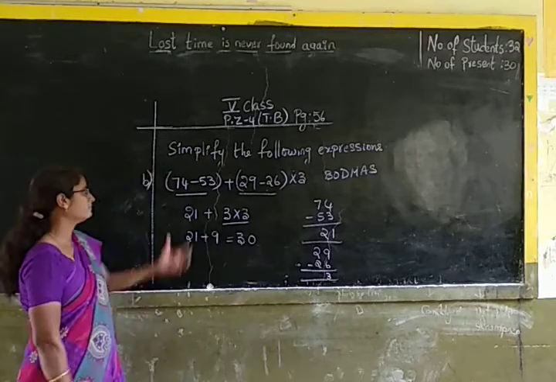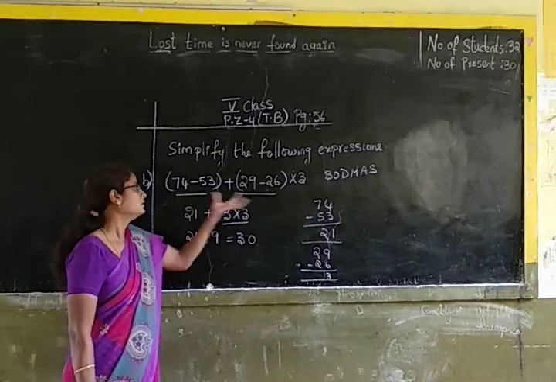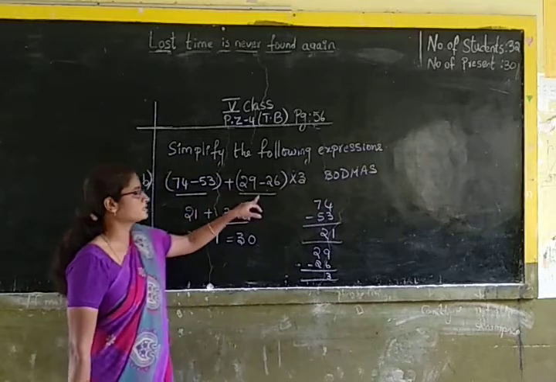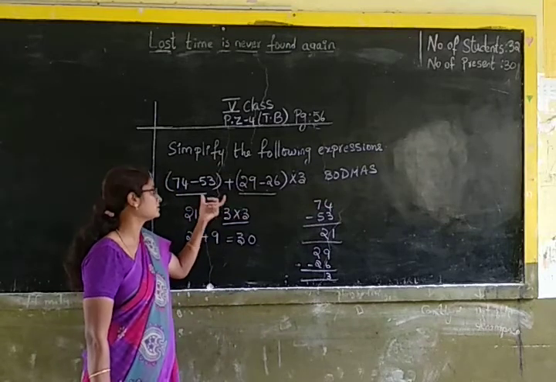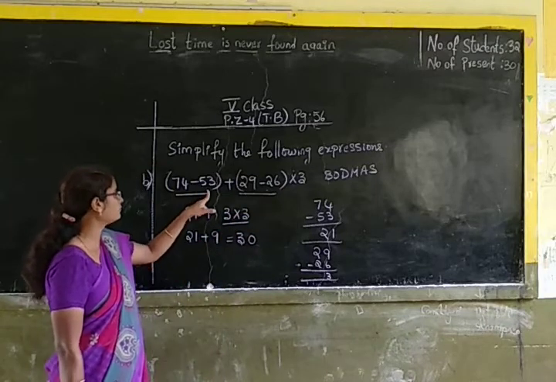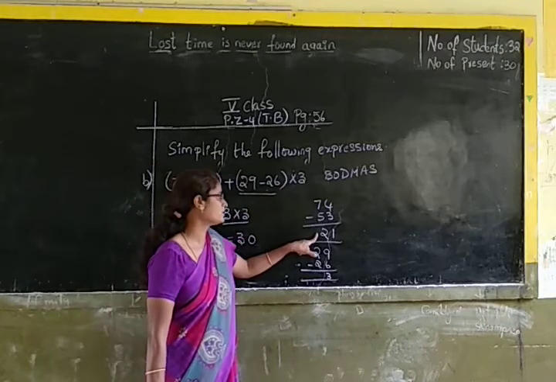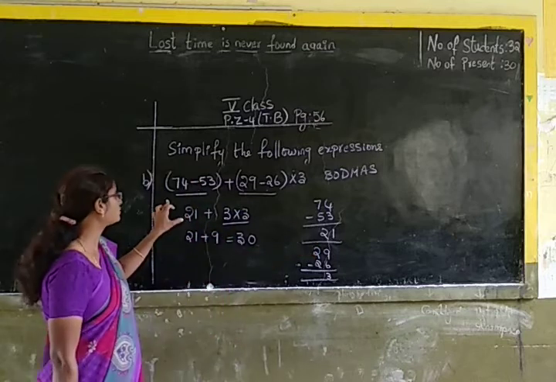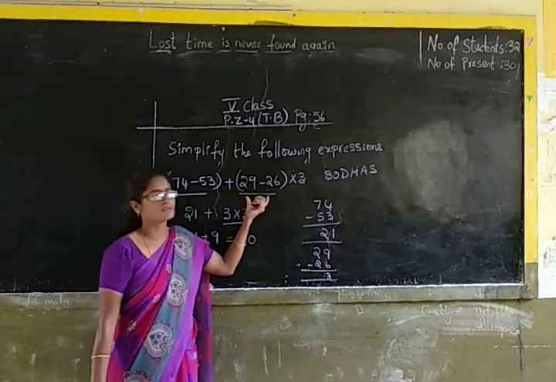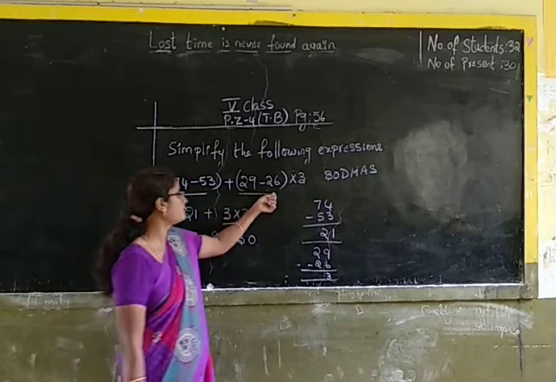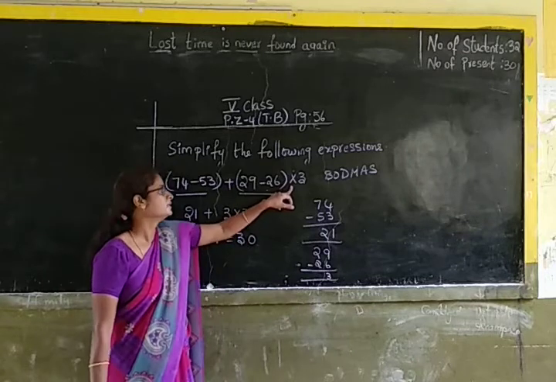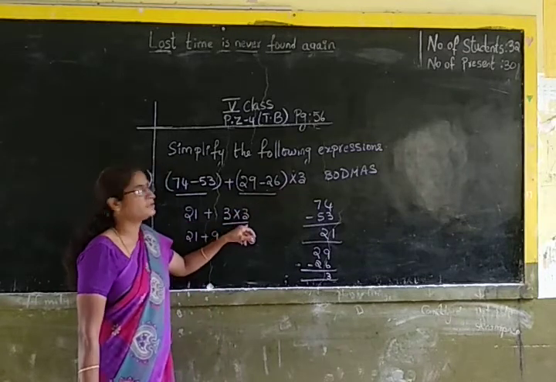Did you understand children? First what you have to do? You have to solve the terms in the bracket. According to the BODMAS rule, first you have to solve the terms in the bracket and afterwards the numbers which are outside of the bracket. So 74 minus 53 is 21. After that you place the symbol plus. Then you solve the next bracket. 29 minus 26 is 3. The next term is into 3. So you have to write down into 3.